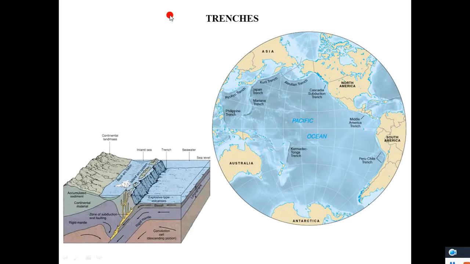So we just understood what trenches are. These are the major trenches found in the earth. Okay, Peru-Chile Trench, Middle American Trench, Cascadia Subduction Trench, Aleutian Trench, Kuril Trench. Among these, Mariana Trench is the deepest trench of the world.